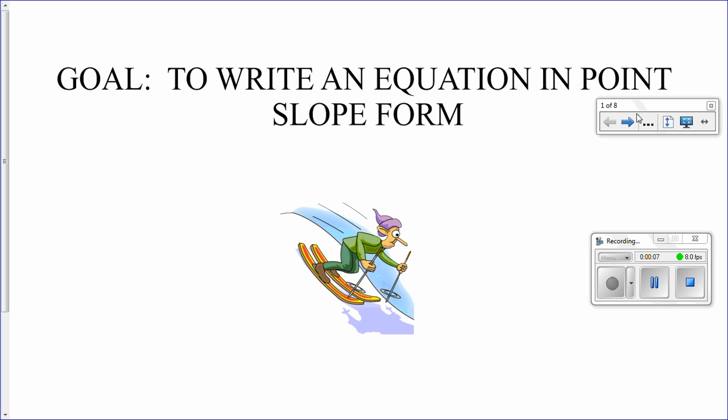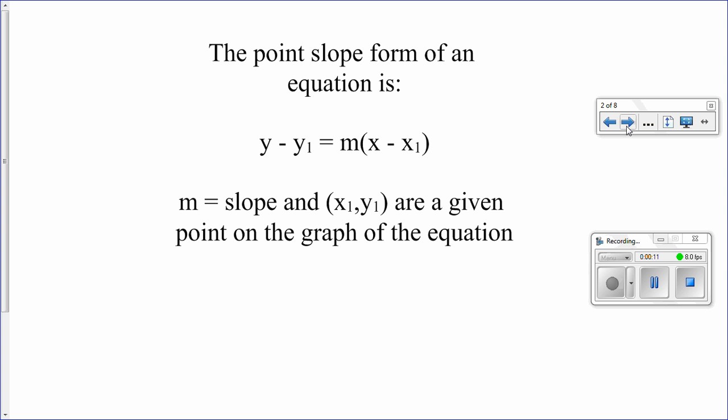Today's lesson is to write an equation in point-slope form. The point-slope form of an equation is y minus y1 is equal to m times the quantity x minus x1. M is equal to our slope, and (x1, y1) is a given point on the graph of the equation.